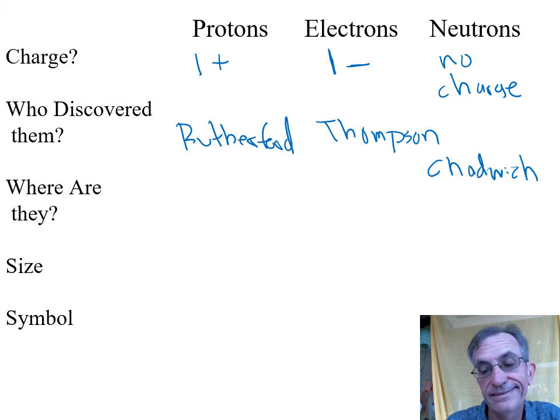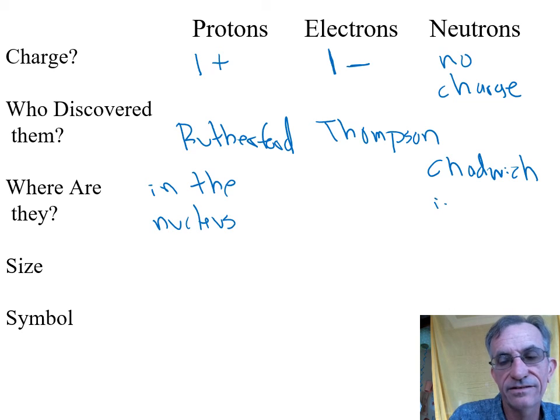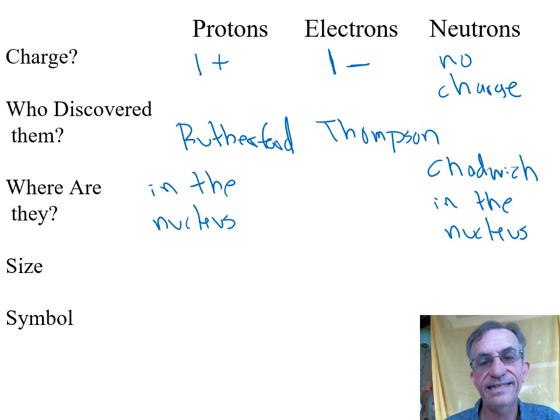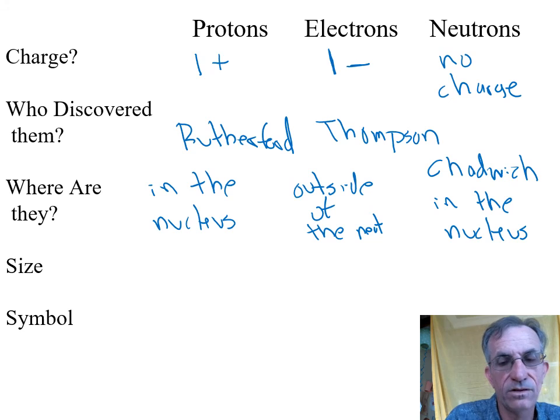All right, where are they? Things are either in the nucleus, that hard center, or they're outside. Two of them are in the nucleus. The ones in the nucleus are protons and neutrons. Finally, what's outside of the nucleus? Electrons are outside of the nucleus.